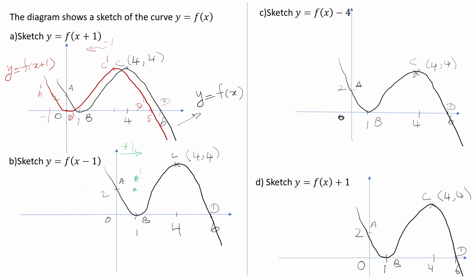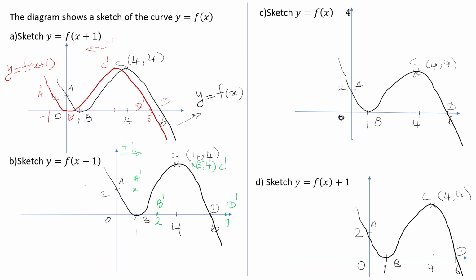Point B, x coordinate is 1, so it's going to be 2. It's B dash. Point C, x coordinate is 4, so the new point is going to be 5, 4. So this is C dash. Then the new point D, 7. So it's D dash.